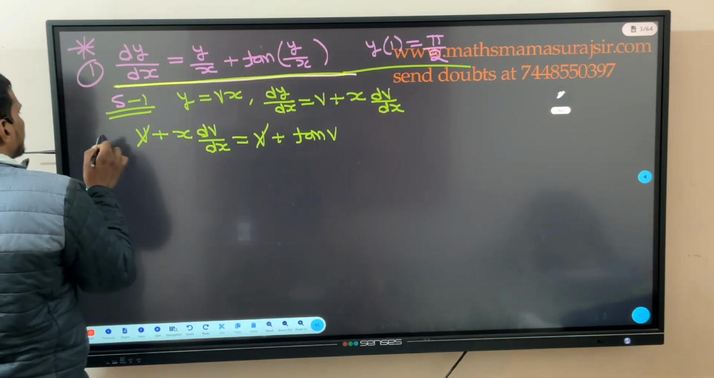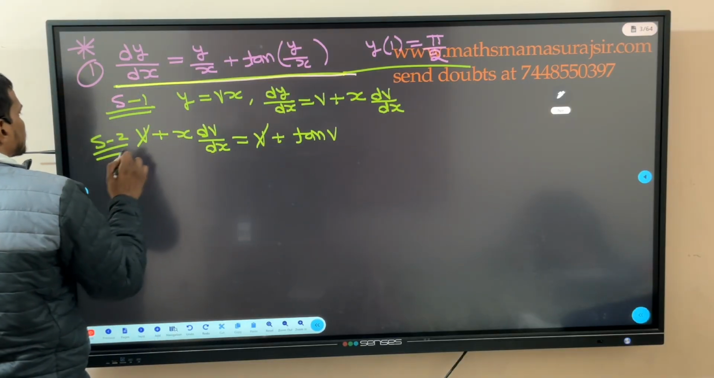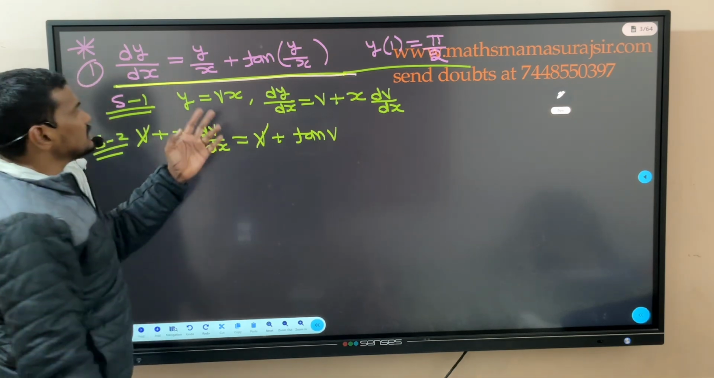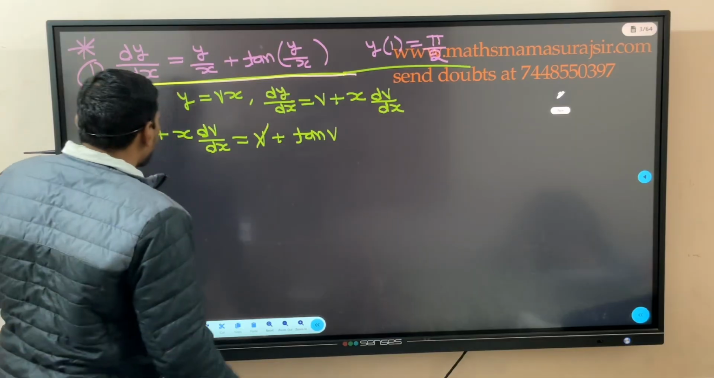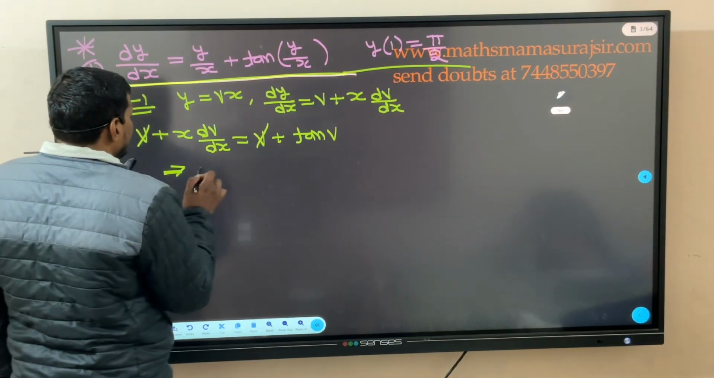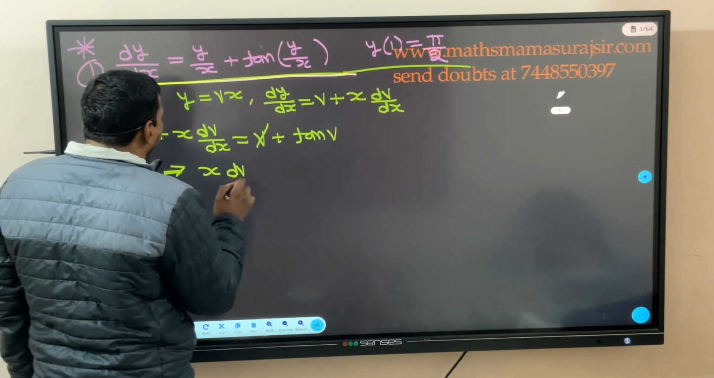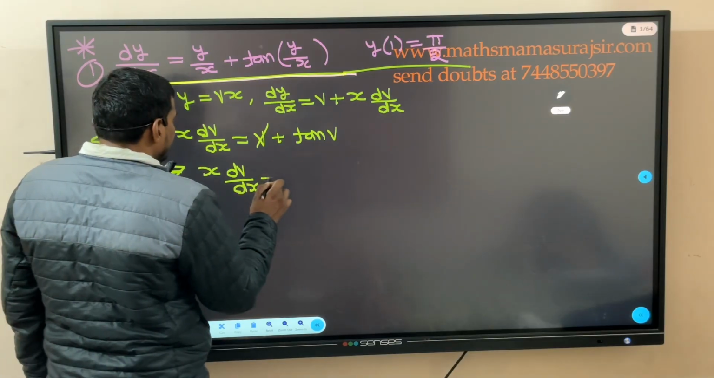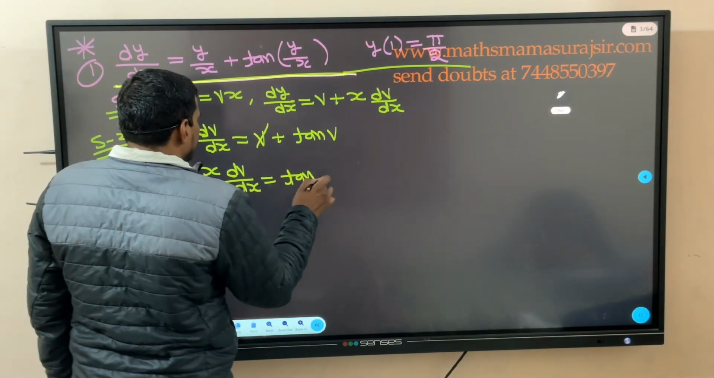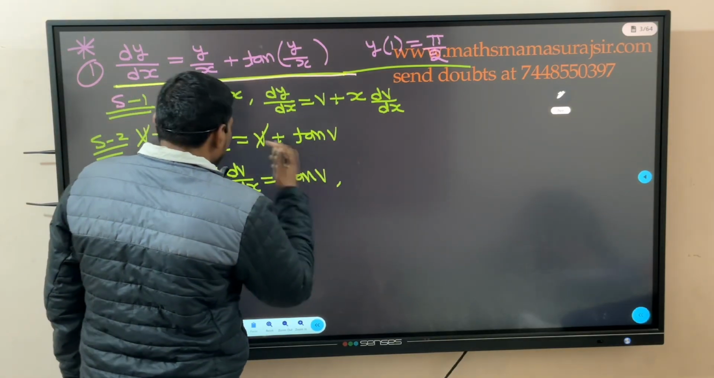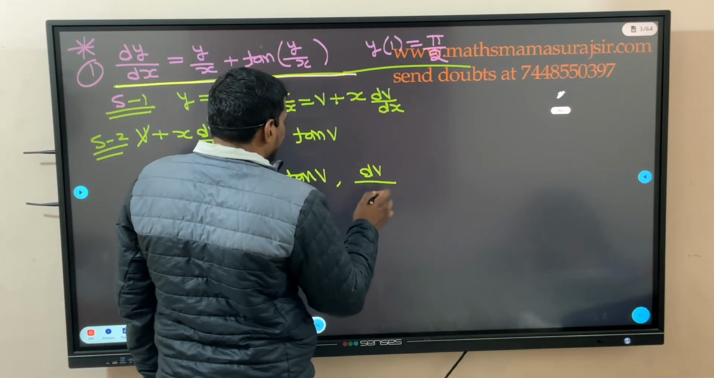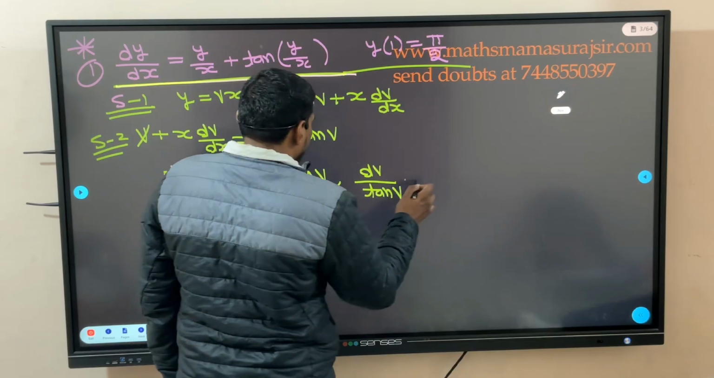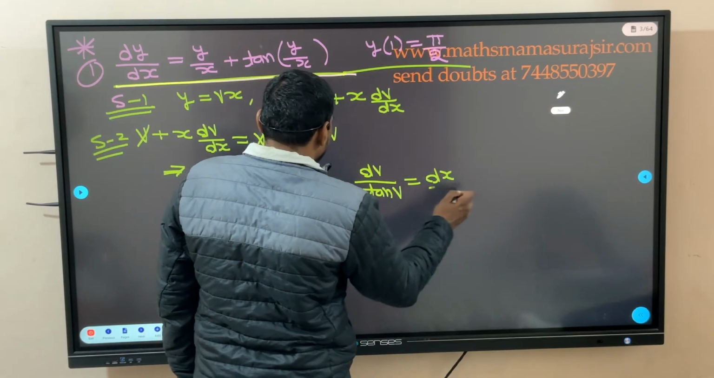So now you are in step 2. Actually step 2 starts from here itself. Step 2 means substituting back all these values. So when we substituted back, we got this. That means we are getting x into dv by dx equal to tan of v. This you bring to this side. So dv by tan v equals dx by x.